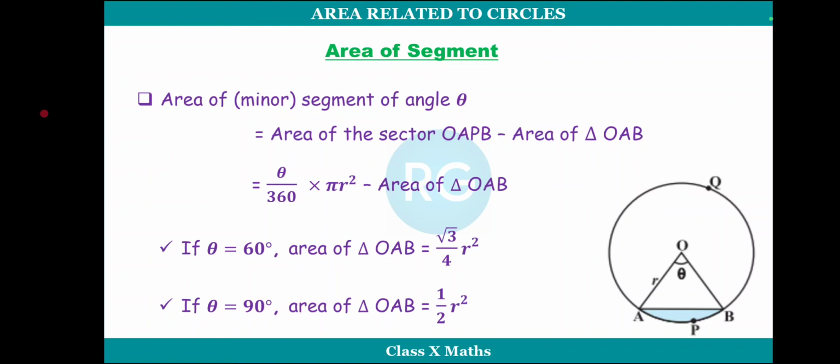And if the value of theta comes out to be something else, then a formula is also there: half r square sin theta by 2 cos theta by 2. Since it is not mentioned in the book, I have not mentioned it here as well, but you can use that formula as well. So moving on to the next part, that is area of major segment.